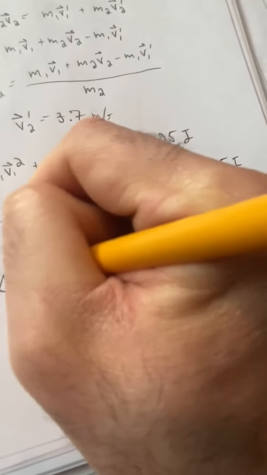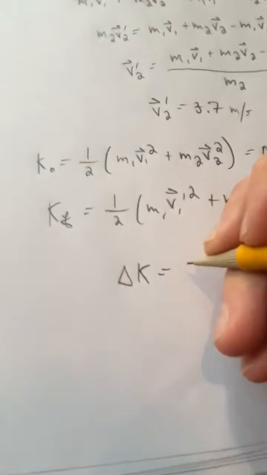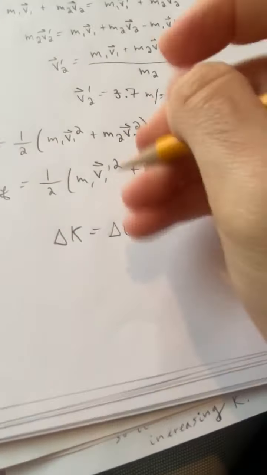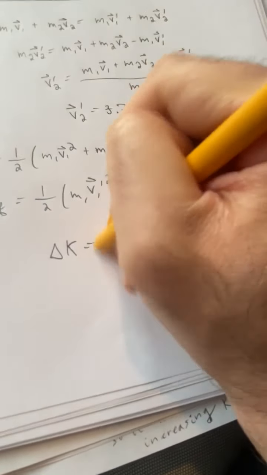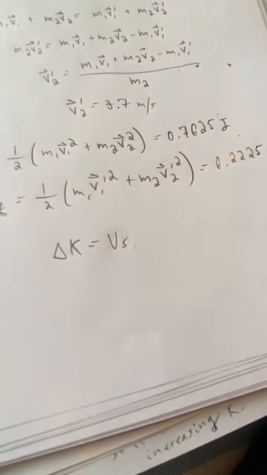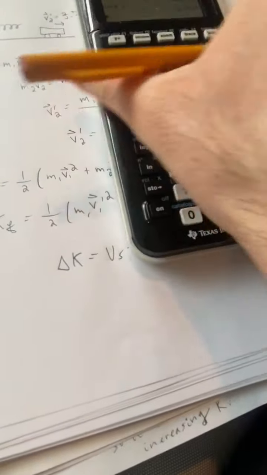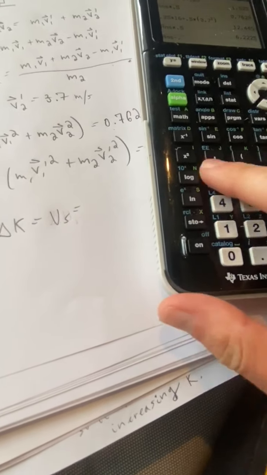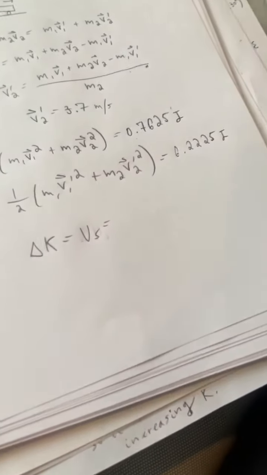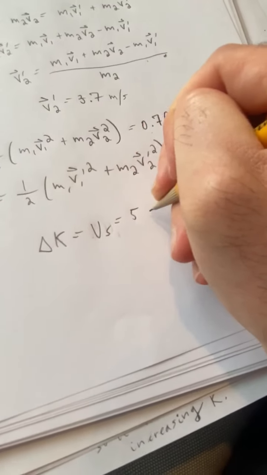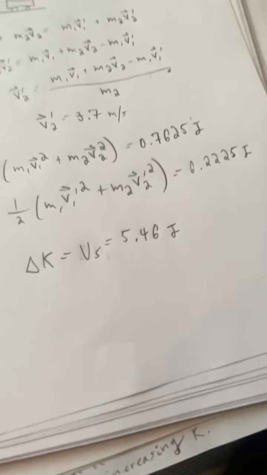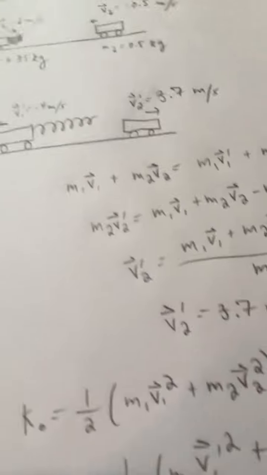So the change in kinetic energy, which is equal to the kinetic energy that's tied up in the spring, we won't represent that with a delta, we'll just say U_S. That's going to be, we'll just take the difference, so we'll subtract that 0.7625, and so we get about 5.46. So 5.46 joules of kinetic energy were in that spring.